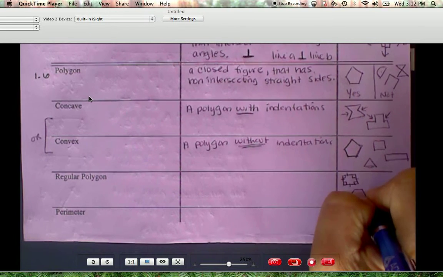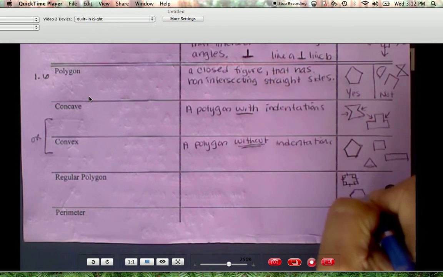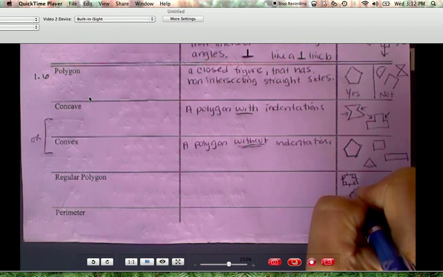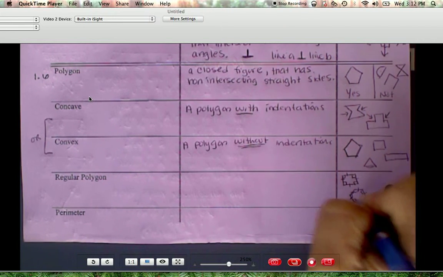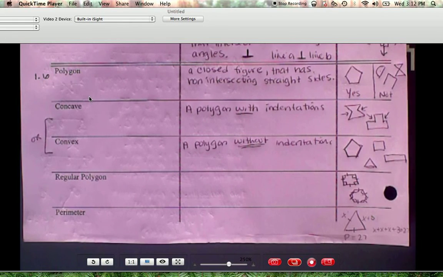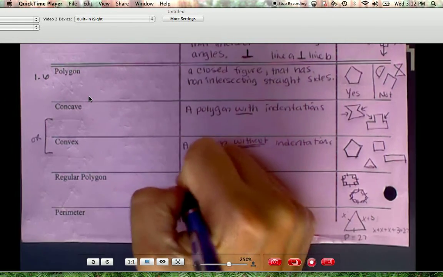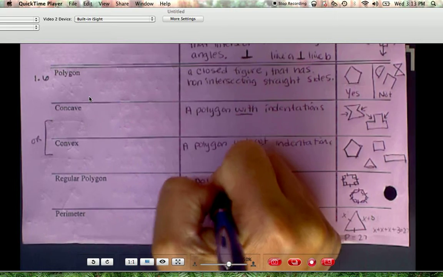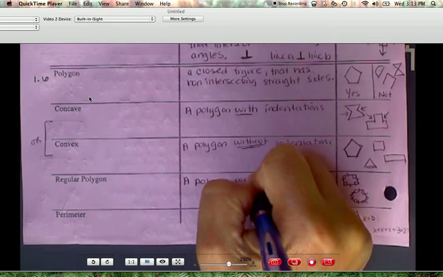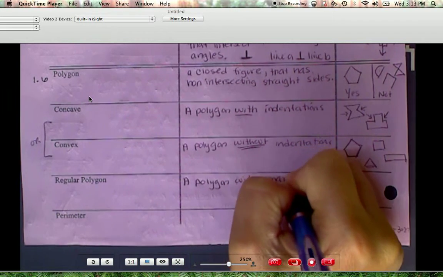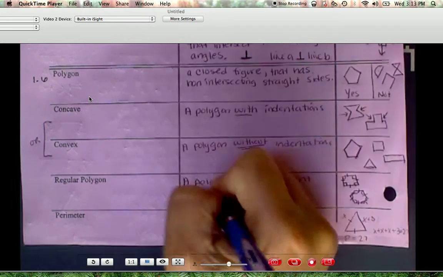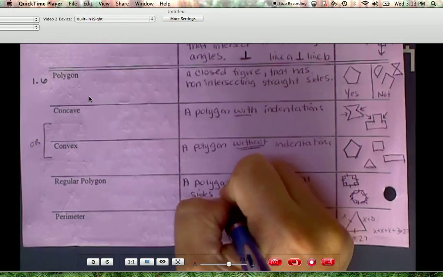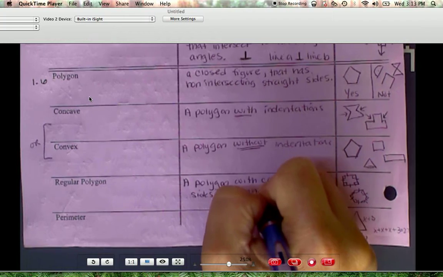A regular hexagon has 6 sides. All 6 are congruent. And all 6 of the angles we could mark with an arc to show that they're congruent. So it's a polygon with congruent sides and angles.